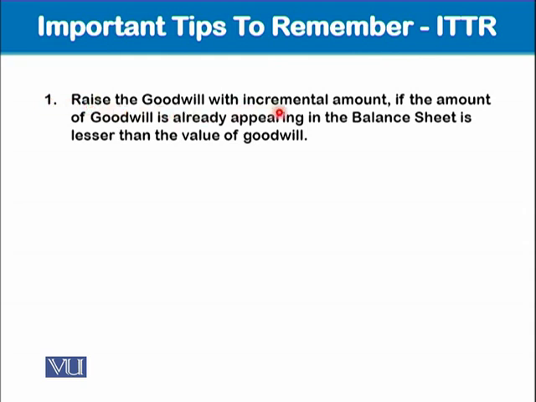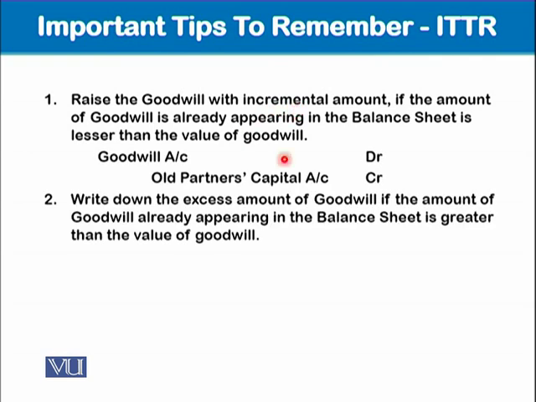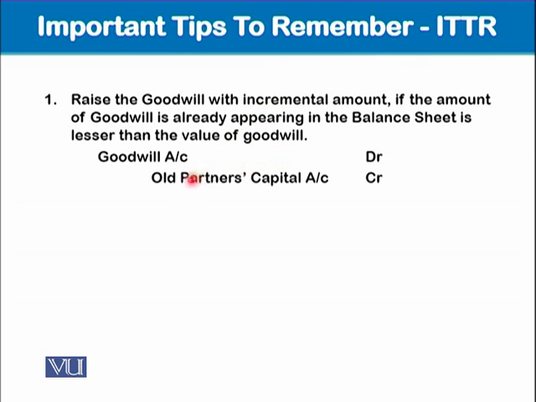But what if the amount of goodwill is already appearing in our balance sheet? Then the total amount of goodwill, in this scenario 135,000, will be compared with the amount of goodwill existing in the balance sheet. Then the incremental amount will be raised in the books of accounts as goodwill. So if the amount of goodwill is already appearing, then the incremental amount will be debited to the goodwill account and credited to the old partners' capital accounts.